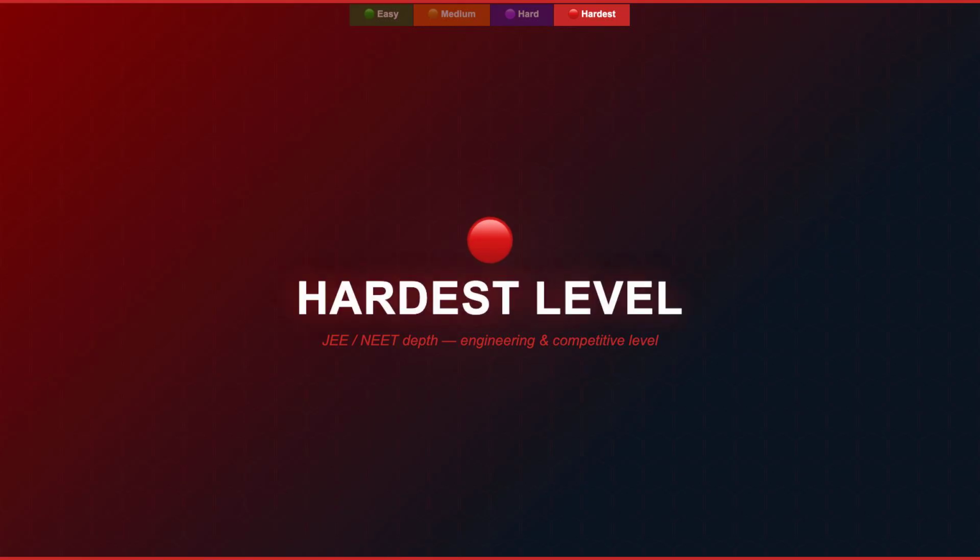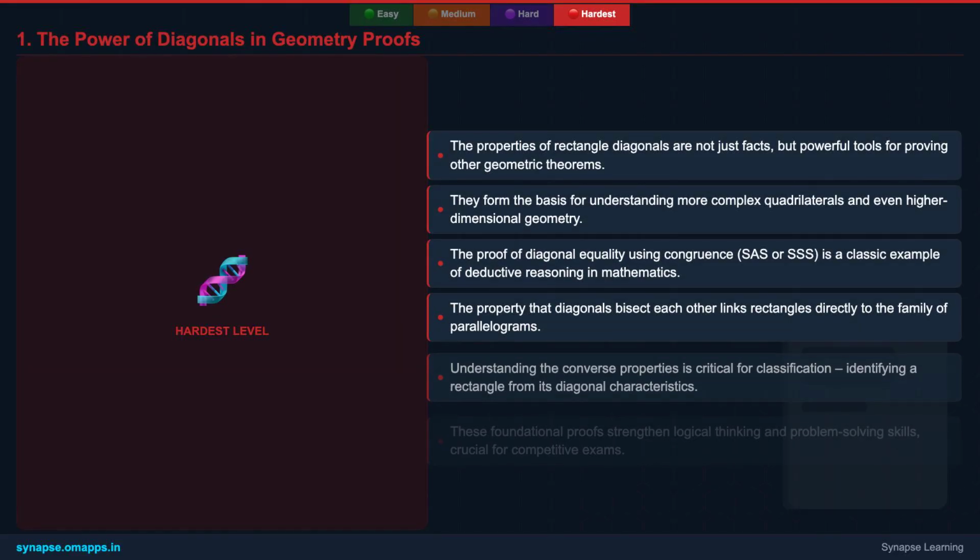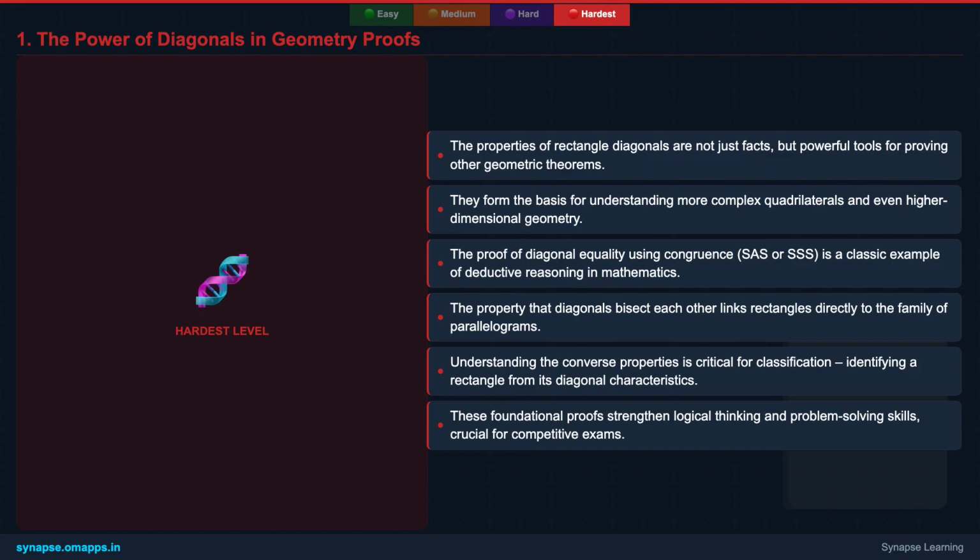Welcome to the hardest level. Here, we'll delve into the deeper significance of these diagonal properties, exploring their competitive applications, real-world engineering insights, and connections to broader mathematical concepts. Prepare for a true challenge. The properties of rectangle diagonals are more than just isolated facts. They are fundamental building blocks for advanced geometric reasoning. The ability to prove diagonal equality and bisection using congruence criteria is a cornerstone of deductive logic, a skill vital for higher mathematics and competitive exams.